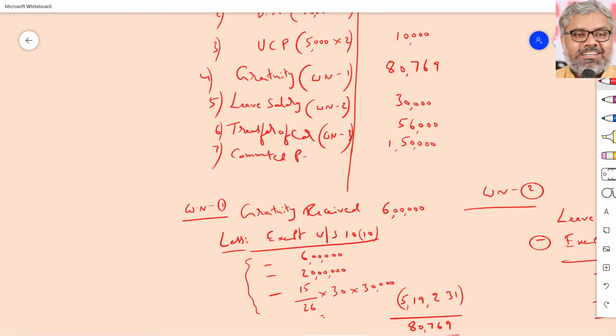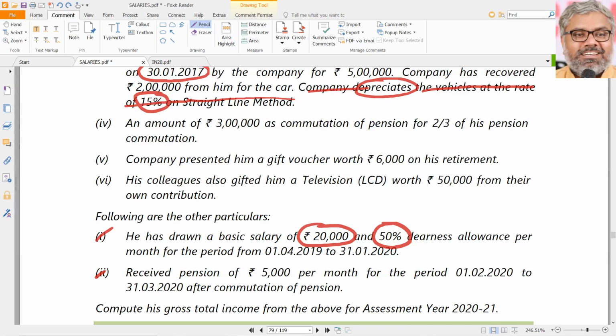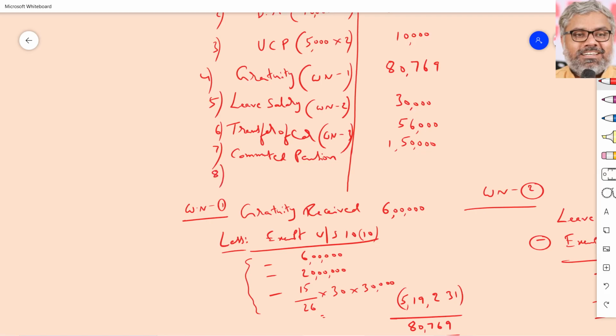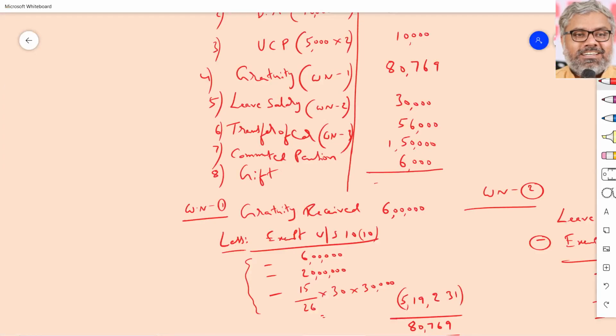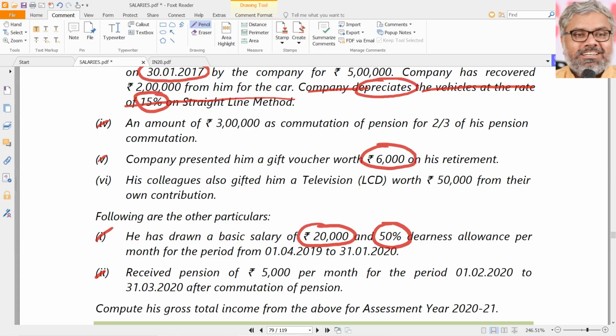You can have a working note for that also in the exam. Like what? 1/3 of 3 lakhs into 3/2 is exempt. That is 1,50,000. 3 lakhs is received, 1,50,000 exempt, which means the remaining 1,50,000 is taxable. Then the company presented him a gift voucher worth 6,000 rupees, he says. Gift is taxable. If it exceeds 5,000, the entire amount is taxable. That is the interpretation we have taken, and the entire 6,000, let us take it as taxable. These are the various items related to salaries.